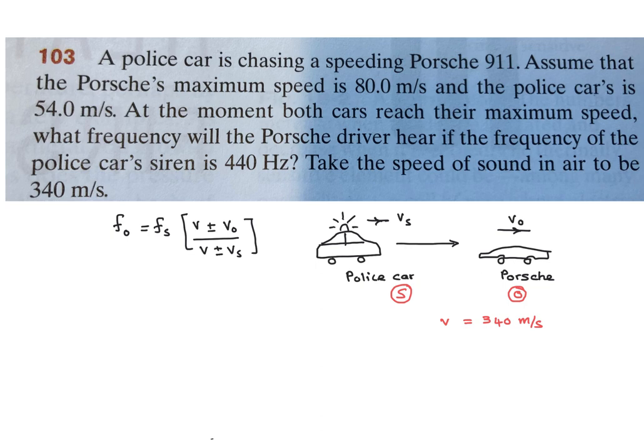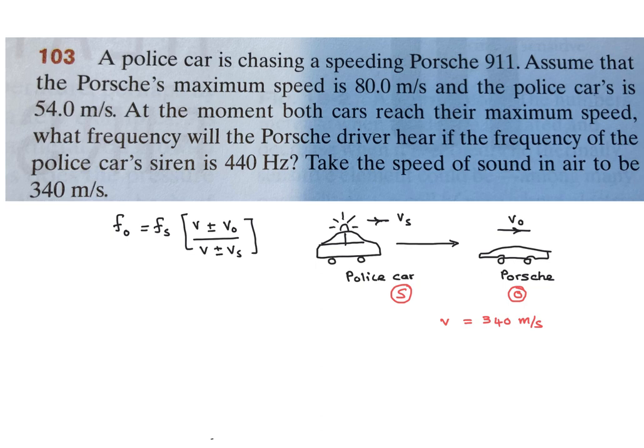A police car is chasing a speeding Porsche 911. Assuming that the Porsche's maximum speed is 80 meters per second and the police car has a maximum speed of 54 meters per second, at the moment both cars reach their maximum speed, what frequency will the Porsche driver hear if the frequency of the police car's siren is 440 Hz? Take the speed of sound in air to be 340.